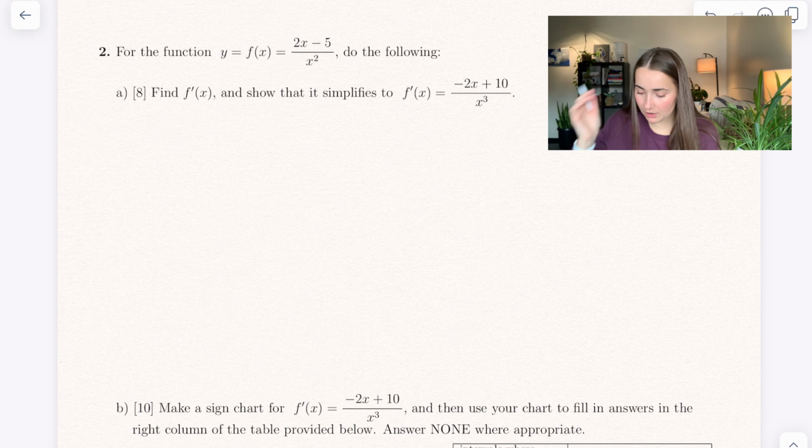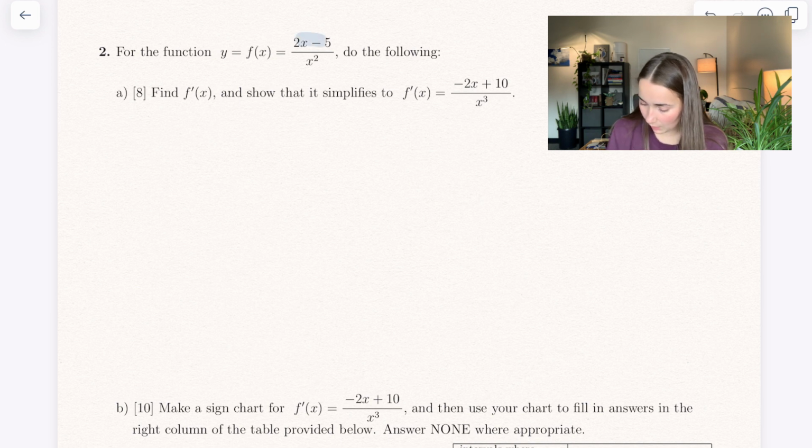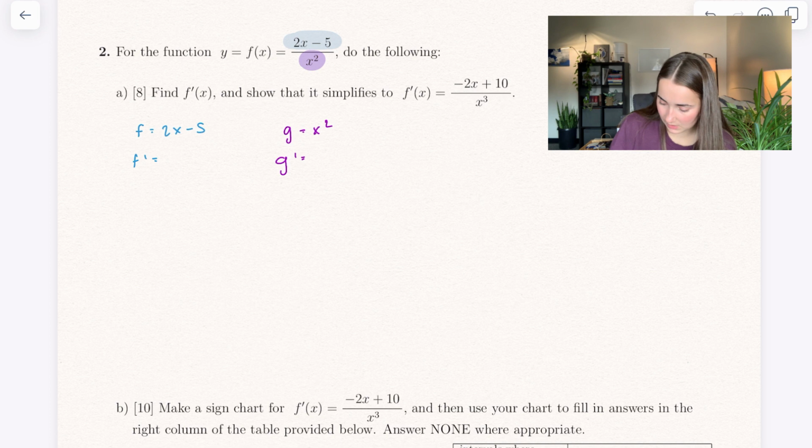Okay, so for part 2, we have the function (2x minus 5) over x squared. First, we want to find the derivative. In order to find the derivative, we're going to use the quotient rule. So I'm going to set that up. Okay, so let's find these derivatives. First, we get 2, and then for g, we get 2x.